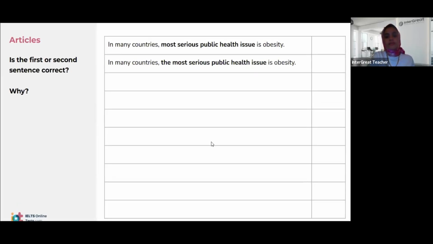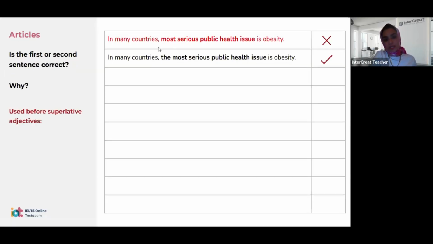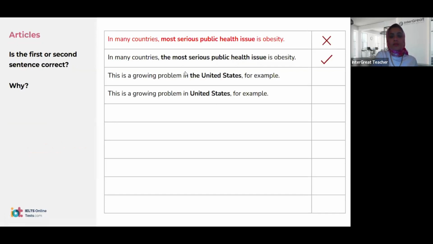All right, the second. Yeah, correct. Why? Yeah, the second one is correct, but any idea why? Very good. Superlative. Yes, so that's the first rule. Whenever there is a superlative, like most serious, you have to put the. We use the before adjectives like the highest, the most important, because it's specific. Yeah, the best, the only. So yeah.